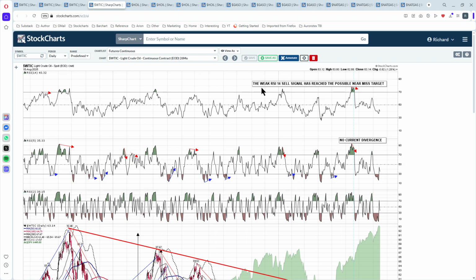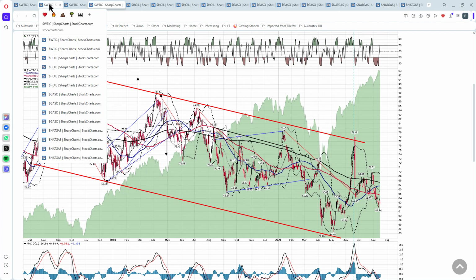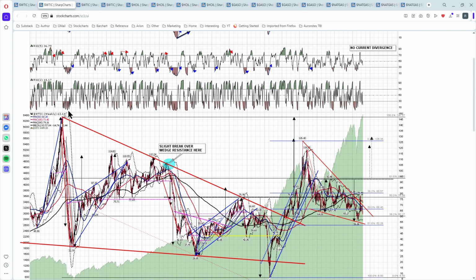All right, WTI first though. Weak RSI 14 sell signal on the daily has reached the possible near miss target. I'm wondering about the retest of this low here, and if we see that, then I'm thinking that could well be the second lower double bottom, because on the bigger picture, this is a falling wedge. As you can see, we've had some nice falling wedges on here before. They delivered pretty nicely. They quite often overthrew at the bottom, and we haven't seen that here yet. But this one has broken up. If it comes back into this trend line, which I've got in the 54 area, then at that stage, we're looking at another wedge expansion.